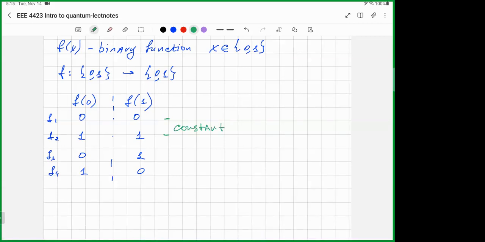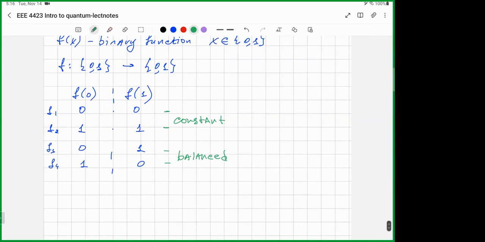functions, meaning that we provide 0 to the input and it returns 0 to the output, and it doesn't depend on whether I give 0 or 1 to the input, right? So the output is always either 0 or 1. So this type of function is constant. But the second type of function, which depends on the argument, is called balanced. Balanced function.